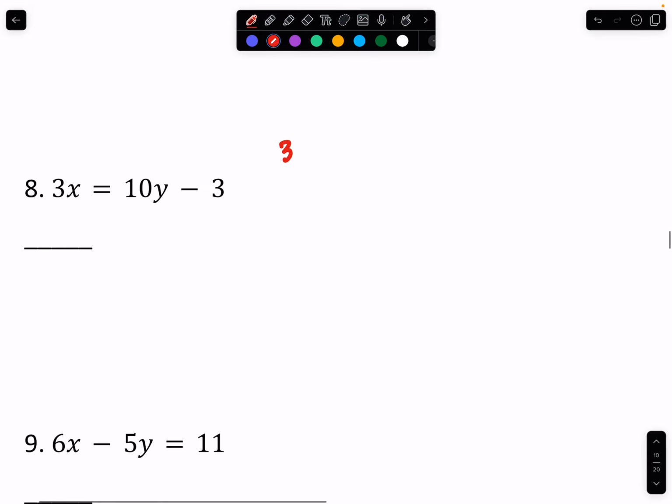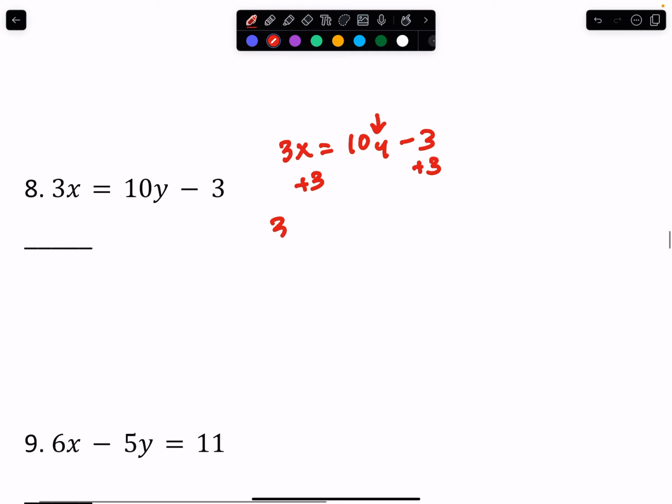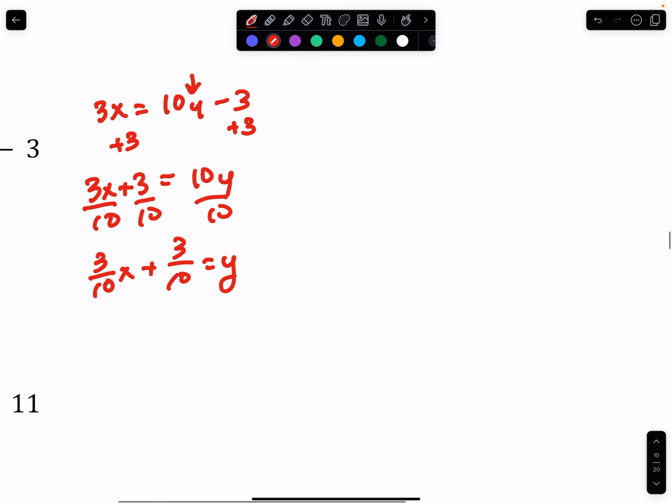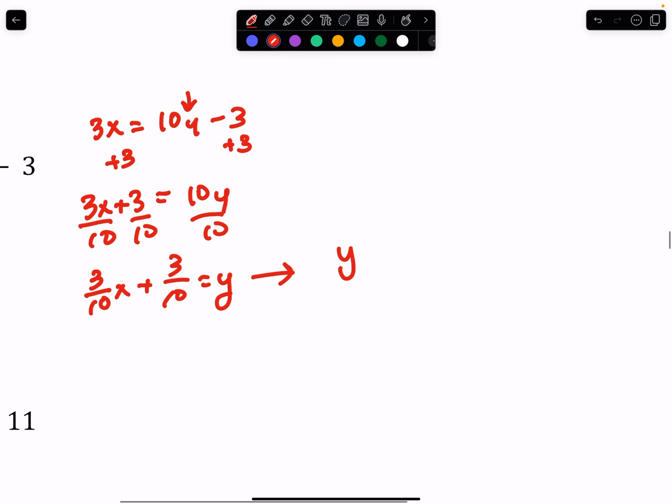So if you have an equation that looks like this, you have to solve for y first, right? Because you have to make it into y equals mx plus b. So you want y by itself, so let me add 3 to both sides first. So I have 3x plus 3 equals 10y. I'm going to divide each number by 10. So I have 3 over 10 x plus 3 over 10 is equal to y. For those who want it in terms of y equals mx plus b, you could just flip it. So you have y equals 3 over 10 x plus 3 over 10.